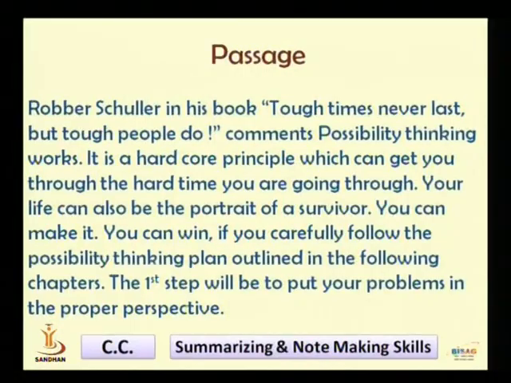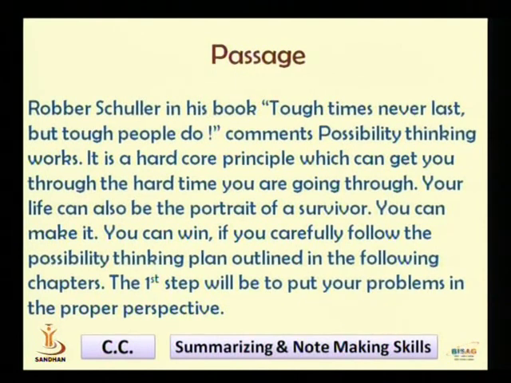Now, I have an activity for you all, students. Just now concentrate on your passage. Here you find a passage given to you and we'll see how we can summarize it. So please pay attention. Now I'll just read out the passage to you.